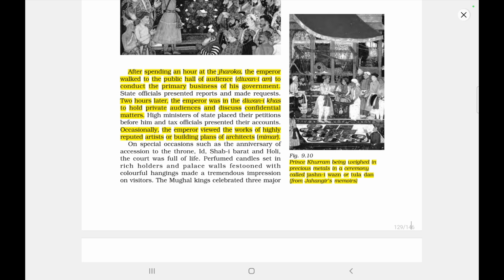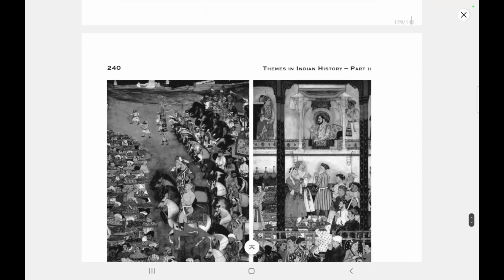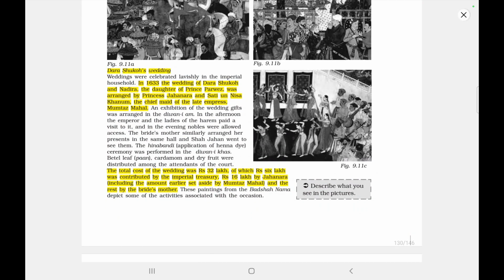So after spending an hour at the Jharokha, the emperor walked to the public hall of audience, Diwan-e Aam, to conduct the primary business of his government. State officials presented reports and made requests. 2 hours later, the emperor was in the Diwan-e Khas to hold private audiences and discuss confidential matters. And occasionally, the emperor viewed the works of highly reputed artists or building plans of architects, mimar. In 1633, the wedding of Dara Shikoh and Nadira, the daughter of Prince Parvez, was arranged by Princess Jahanara and Sati-un-Nisa Khanum, the chief maid of the late Empress Mumtaz Mahal.